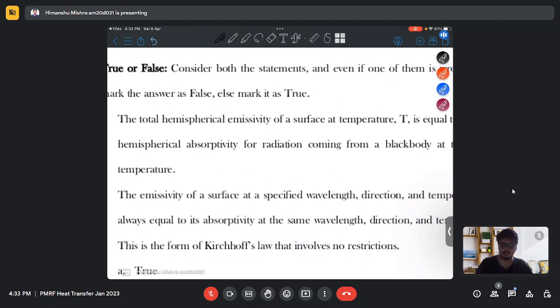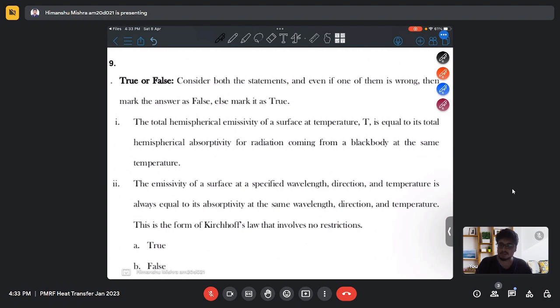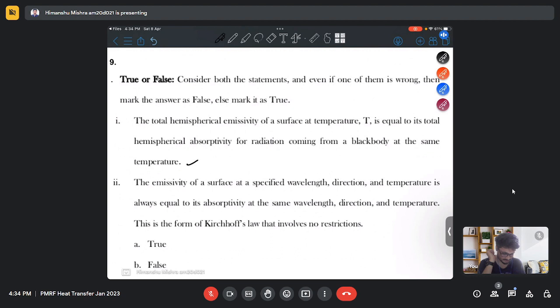So again, it's a true false question. The first statement says that the total hemispherical emissivity of a surface at temperature T is equal to its total hemispherical absorptivity for radiation coming from the black body at the same temperature. I think it is Kirchhoff's law. Yeah, so this is Kirchhoff's law. So statement one is correct.